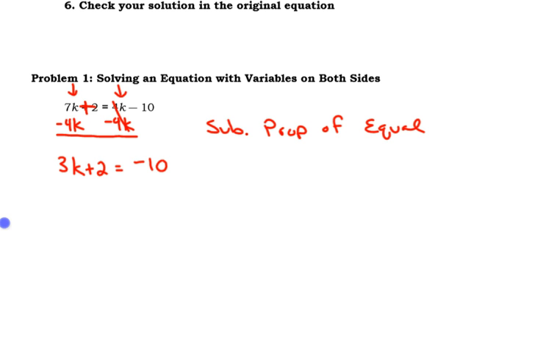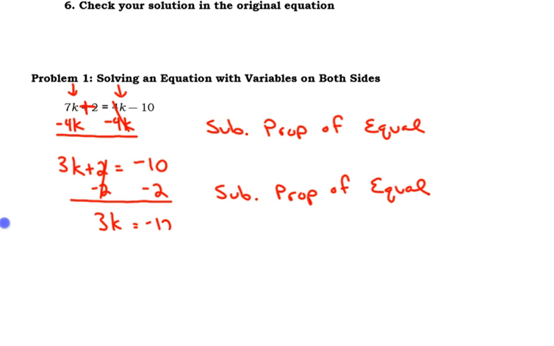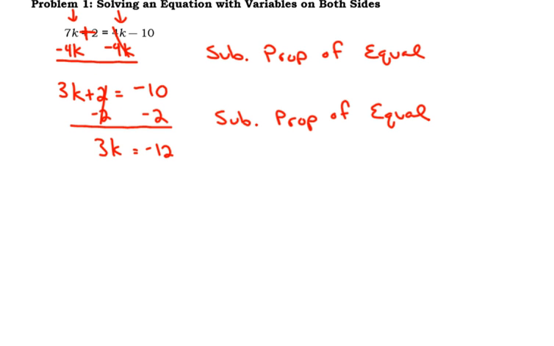Now we've got all the letters on one side, so I need all the constants on the other. So I'm going to get rid of this positive 2 here by subtracting 2 from both sides. And again, I'm using my subtraction property of equality. So on the left-hand side, we end up with 3k equals negative 12. And for the final step, to get the k by itself, we divide both sides by 3, and we've just used our division property of equality.